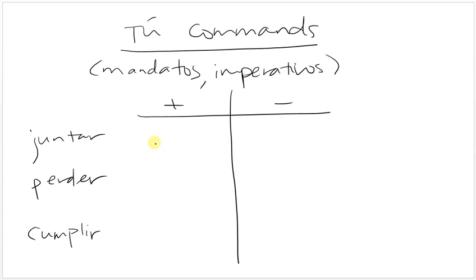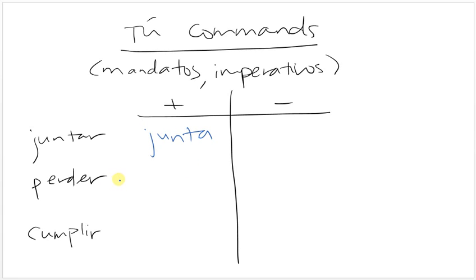For the tú commands in the positive, it's pretty easy. All you have to do is go to the él, ella, usted of the verb in the regular present tense. So for juntar, the yo would be junto, the tú would be juntas, the él, ella, usted would be junta. So just regular él, ella, usted. The only way you know it's a command is by using the context.